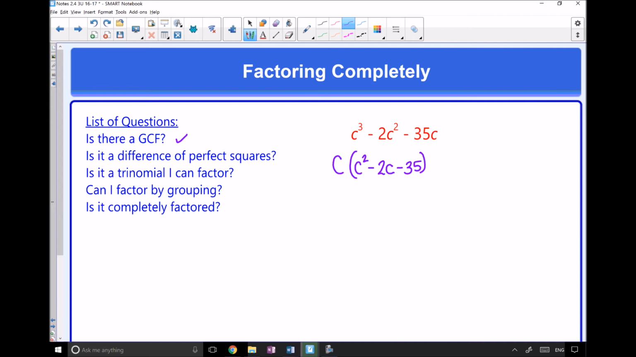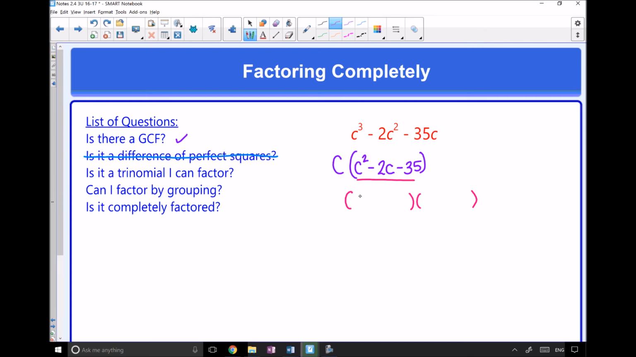Next part, is it a difference of perfect squares? Well, looking at what I have here, it's not a binomial. There is subtraction, but I don't have perfect squares. So it doesn't satisfy all 3 of my conditions, so it's not a difference of perfect squares, okay? Next thing I'm going to do is look and see inside of here, is this a trinomial that I can factor? So I do have a trinomial here. And if it was a trinomial I could factor, I would have to do some guessing and checking, okay?